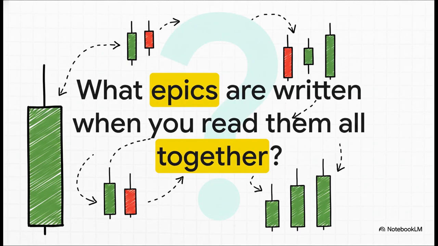So now you can look at any single day in a chart and understand the story behind it. That's a seriously powerful new skill. But here's the really exciting part. That's just chapter 1. The real magic happens when you start reading these daily stories together, because that's when you start to see the epic poems of the market unfold. So go on, pull up a chart, start reading, see what stories you can find.